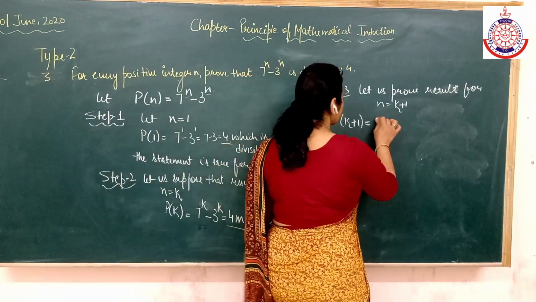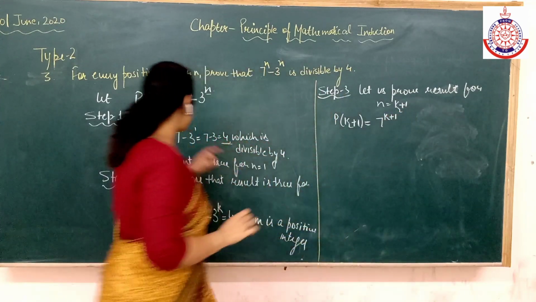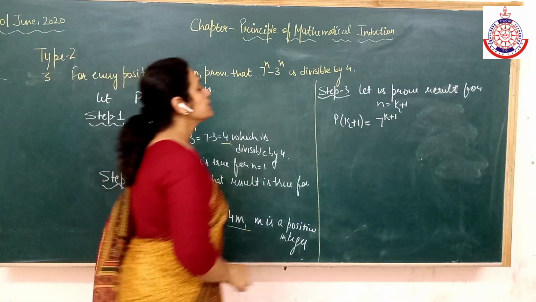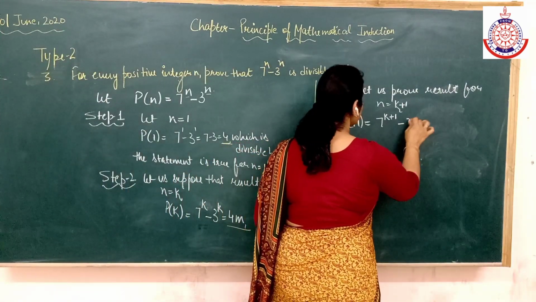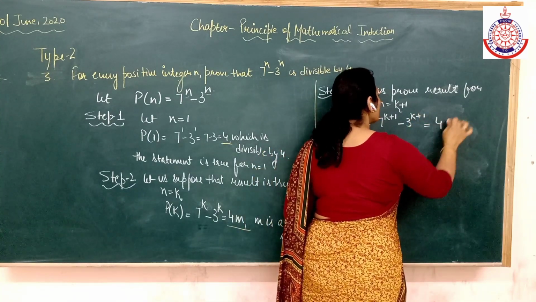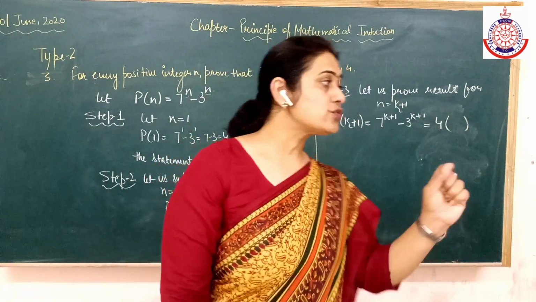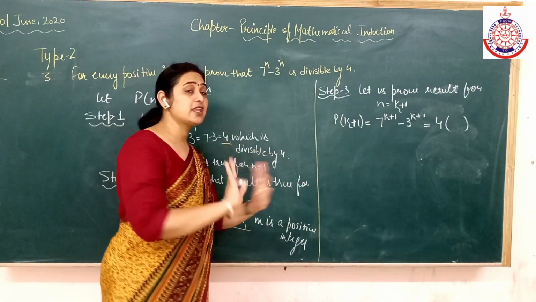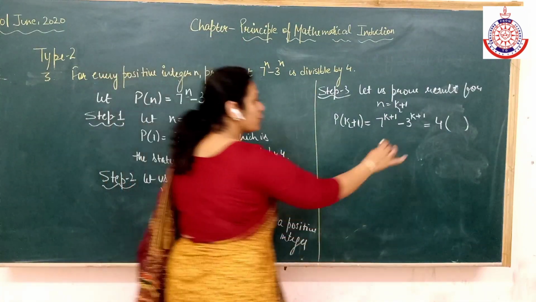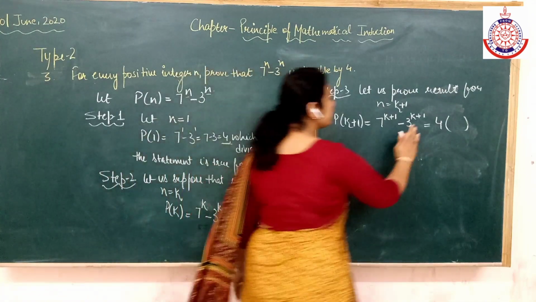What do I need to prove? That if 7 raised to power k plus 1. Now I need to change this n into k plus 1 because we are finding P k plus 1. So 7 raised to power k plus 1 minus 3 raised to power k plus 1 should be equals to 4 into something. This is my target. I have to prove this is equals to 4 into something. The something can be any positive integer. That's okay, irrespective of whatever. So it has to be 4 into something. That's my target. That's what I have to prove. Clear? That we will prove.